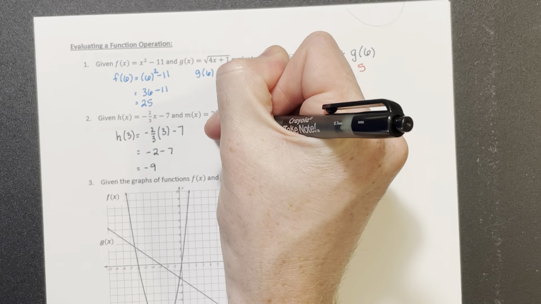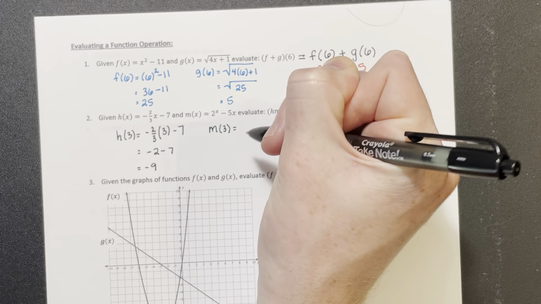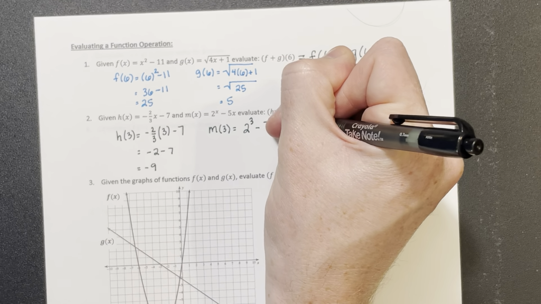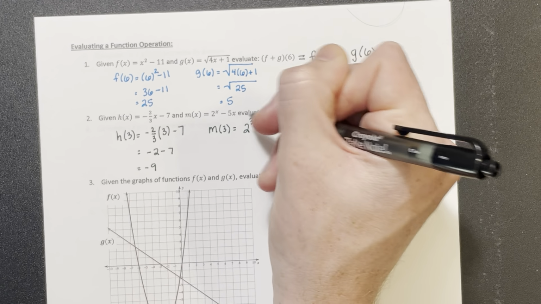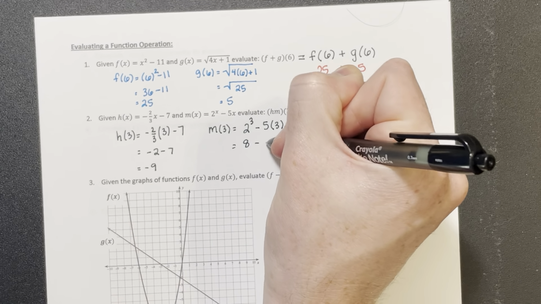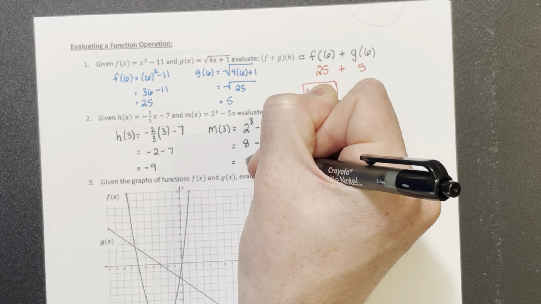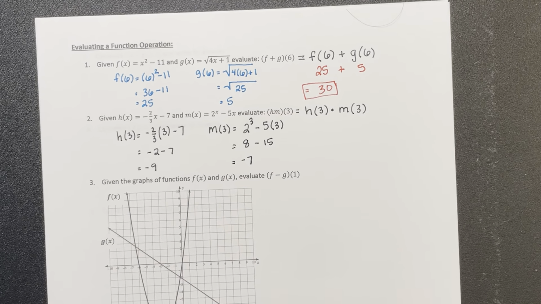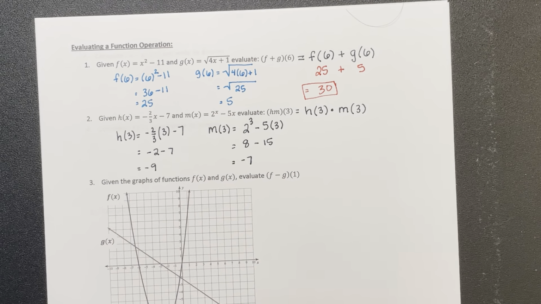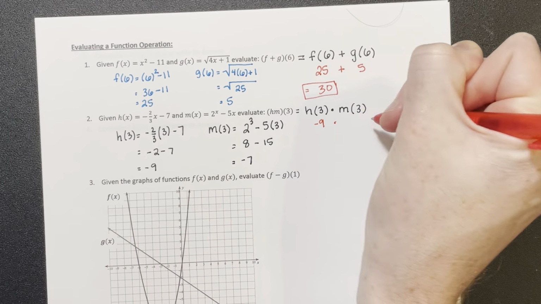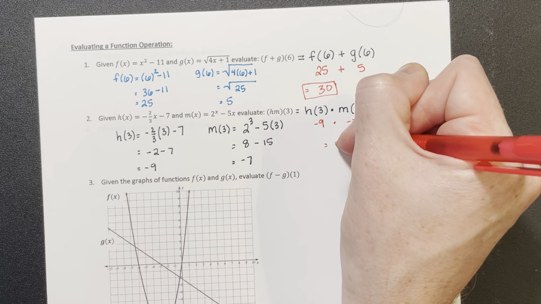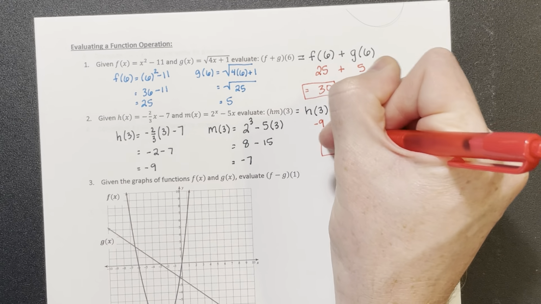And then we find m of 3. So that would be 2 to the 3rd, x is an exponent, minus 5 times 3. We have another x in that equation. 2 to the 3rd is 8, so 8 minus 15 is negative 7. So I have a negative 9 and a negative 7. When I evaluated this, h of 3 is negative 9, m of 3 is negative 7. So together, negative 9 times negative 7 is a positive 63.